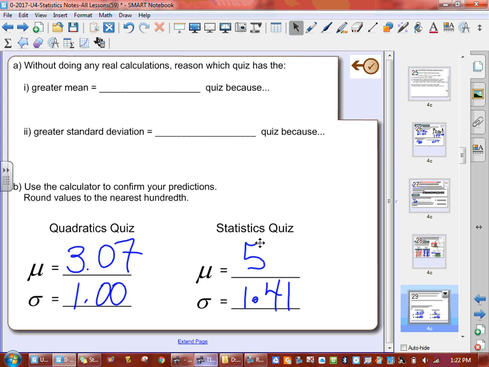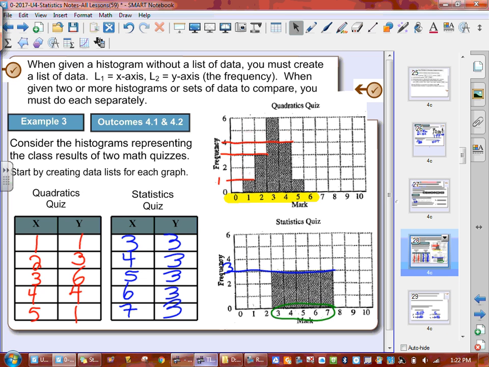So without doing any real calculations, which one has the greater mean? Well, if we take a look at the actual picture, if I look over here, all we're looking for is about the middle of my graph. This guy's middle, his average will be between 3 and 4. Okay? This guy's, what's the middle between 3 and 7? The number between 3 and 7 that's the middle is 5.